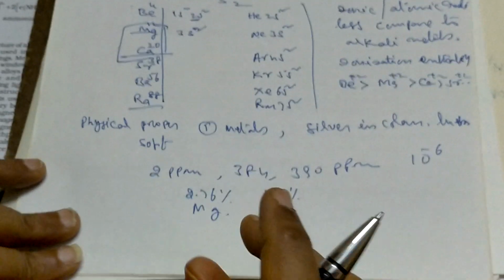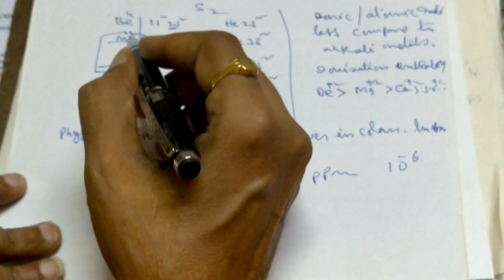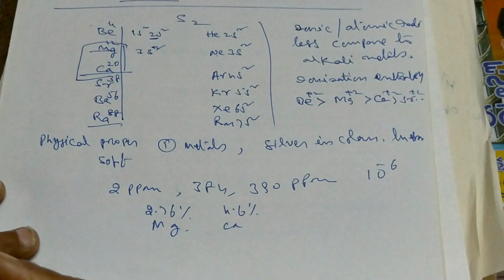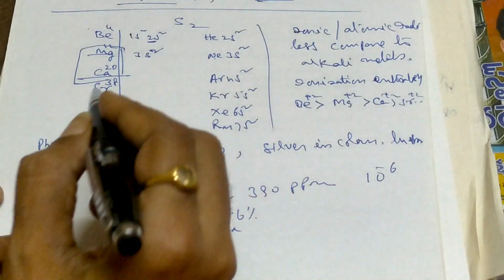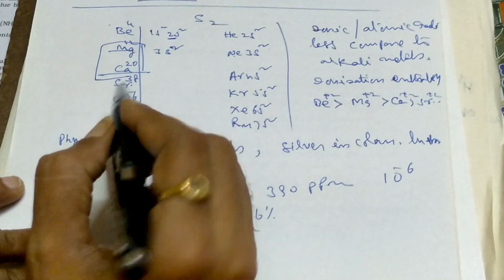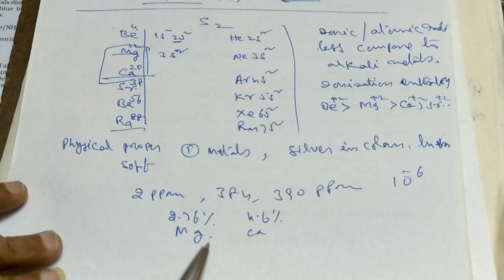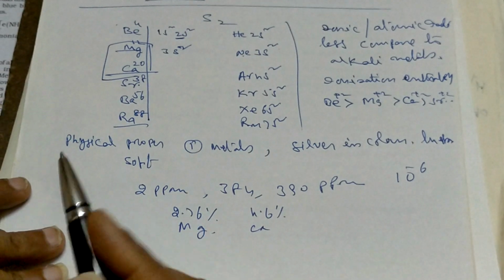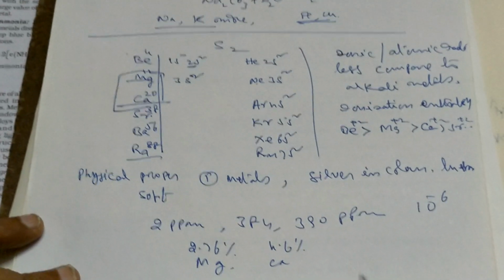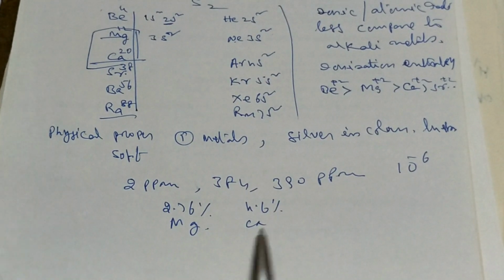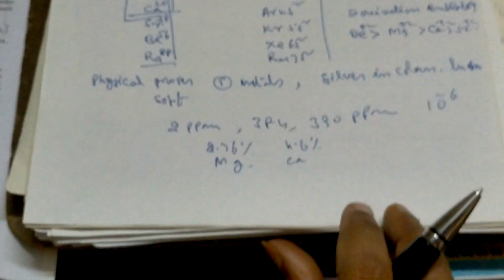And flame test: not all of them can be tested with flames like alkali metals, whereas calcium, strontium, and barium can be detected by flame photometers and atomic absorption spectroscopy. And magnesium, everybody knows, is very useful as magnesium wire.